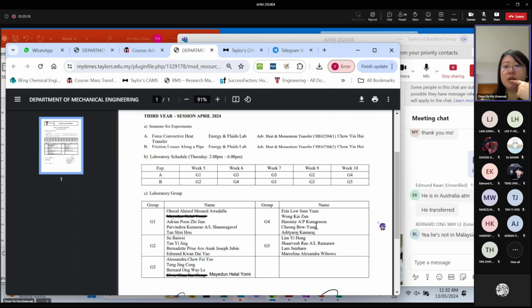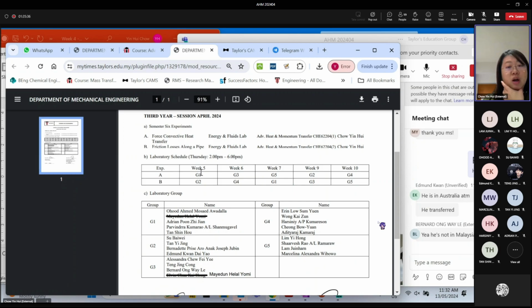But no worries. For group 4, Adi is still with you. I'll just chat with Adi. So group 4, you still have 4 students anyway. Your manpower is sufficient. Every group has at least 4 students, and that will be sufficient. So for week 5, we'll start.